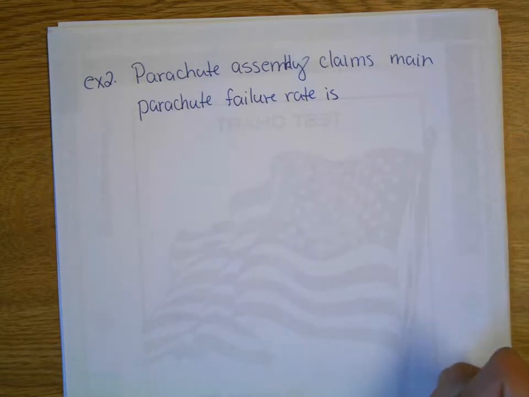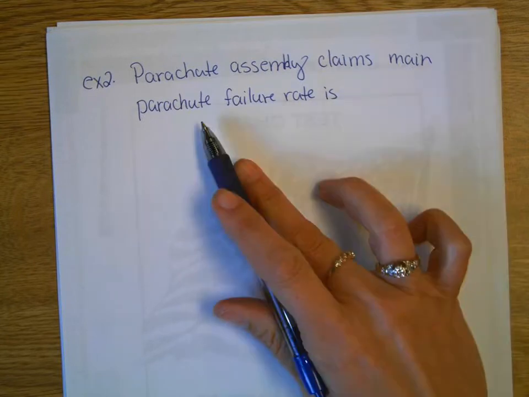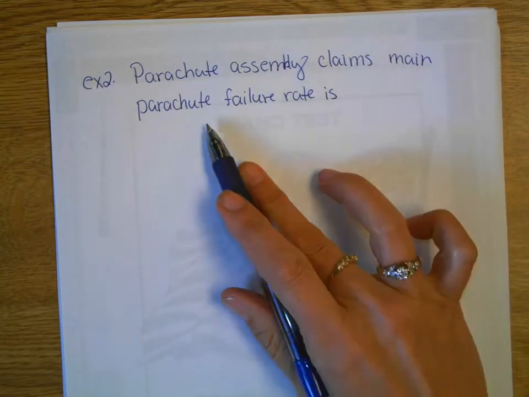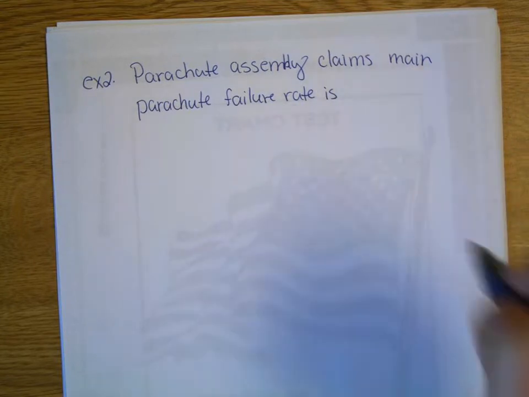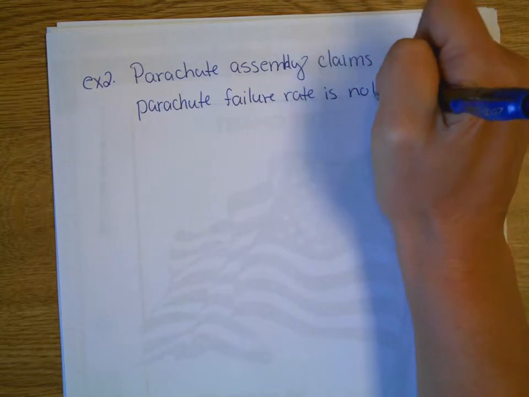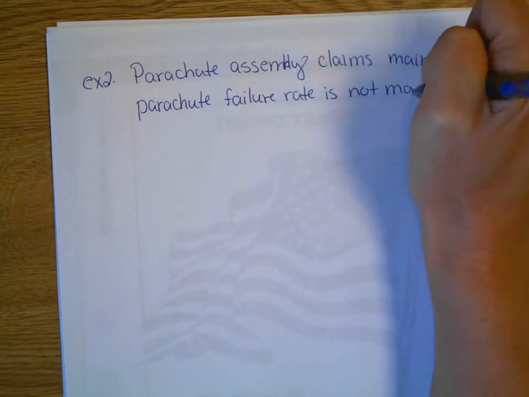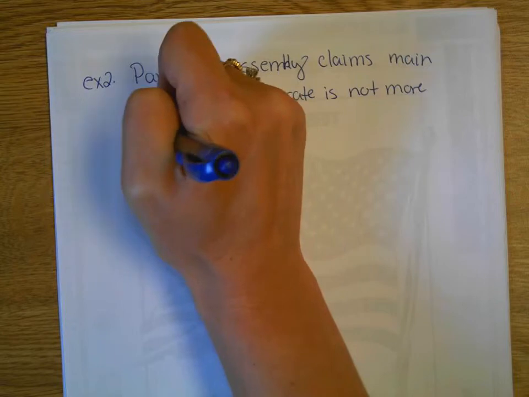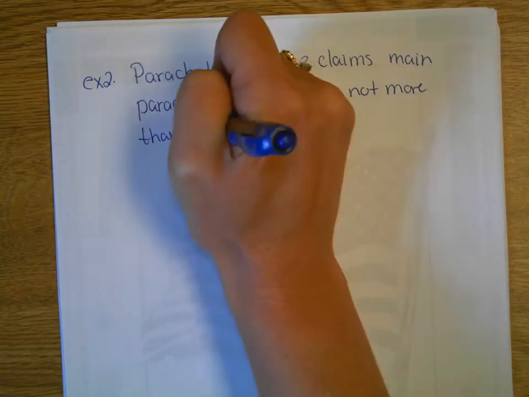What does it mean to have a parachute failure rate? What does it mean for a parachute to fail? It doesn't open. You pull the ripcord and you got nothing on your main parachute. Okay, you've got your second chute. Main parachute failure rate is not more than 1%.